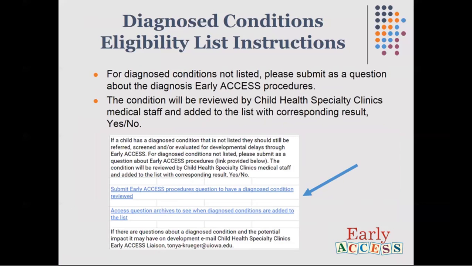For diagnosed conditions not listed, please submit as a question about the diagnosis through early access procedures. The link is provided in the Instructions tab. The condition will be reviewed by Child Health Specialty Clinic's medical staff and added to the list with a corresponding result of yes or no. If a child has a diagnosed condition that is not listed, they should still be referred, screened, and or evaluated for developmental delays through early access. If there are questions about a diagnosed condition and the potential impact it may have on development, email Child Health Specialty Clinic's Early Access Liaison.